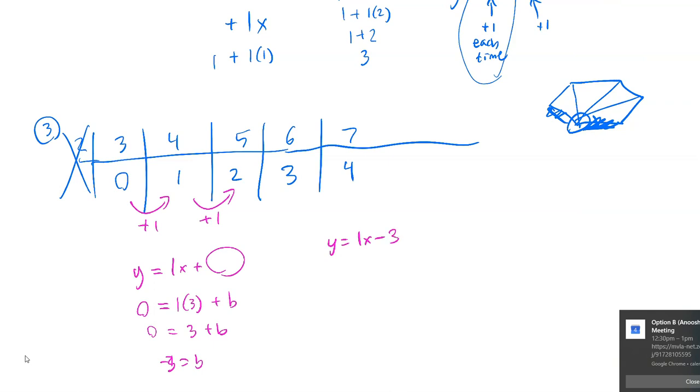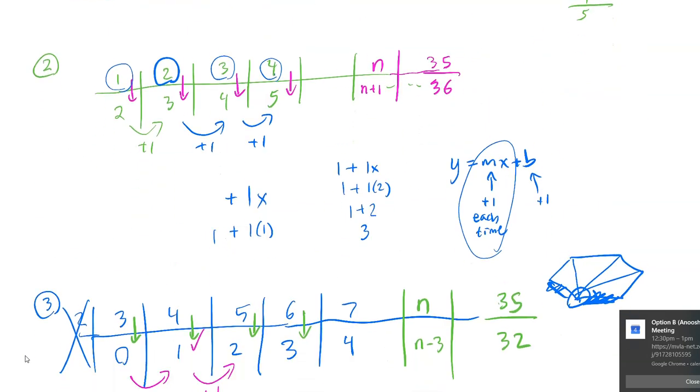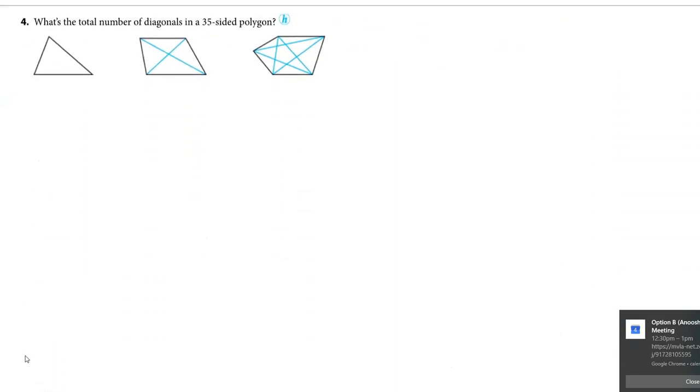Okay, let's check it with the next one. If I plug in 4, so 1 times 4 minus 3, that's 4 minus 3, that's 1. Hey, that's what we got, right? So the other way you could have noticed is how do I get from here to here? Subtract 3, subtract 3, subtract 3, subtract 3. So if I have an n here, then it's going to be n minus 3 as the number of diagonals you can draw from that vertex, right? And for 35, the answer is going to be 32. Oh, did I do that up here? Yeah, I did. Okay. What about the total number of diagonals in a 25 or 35-side polygon?